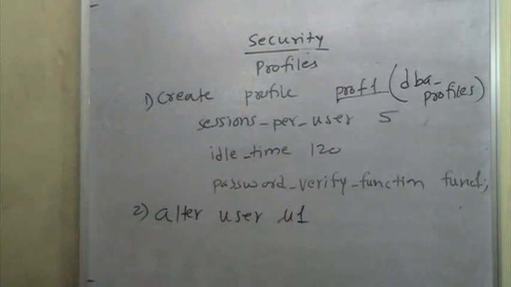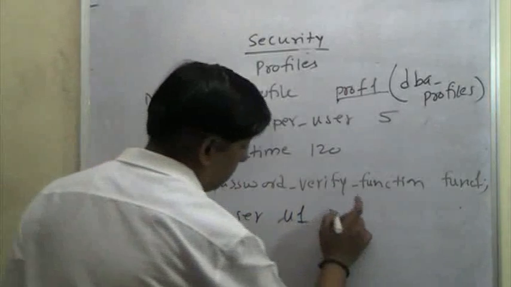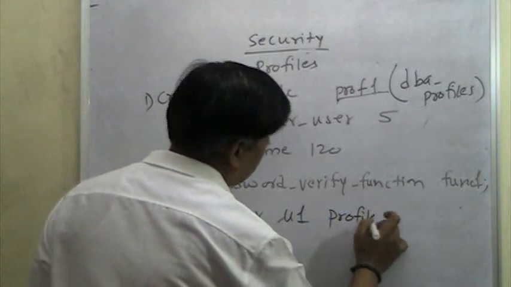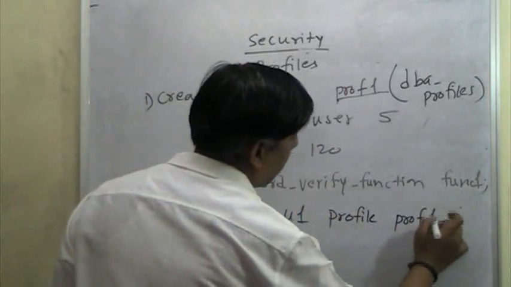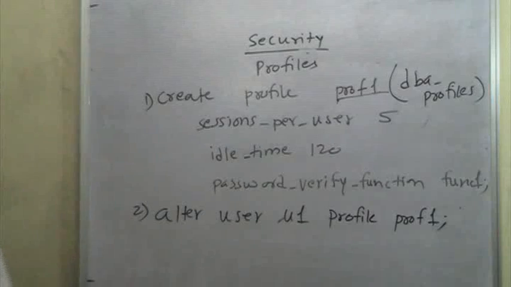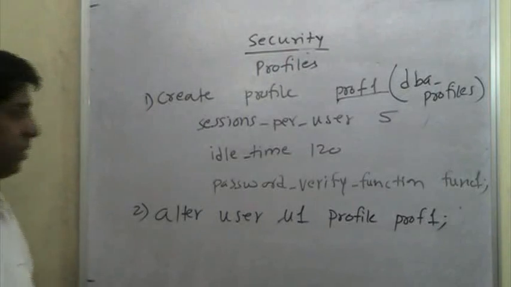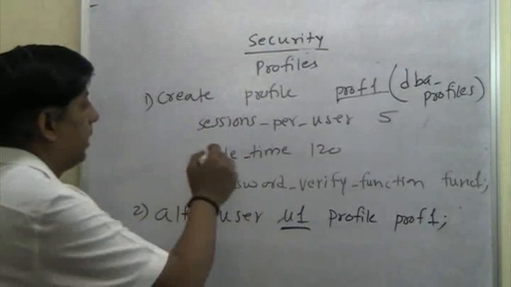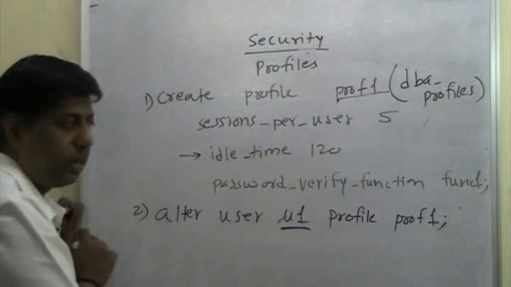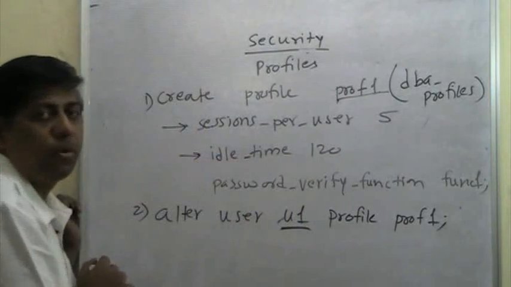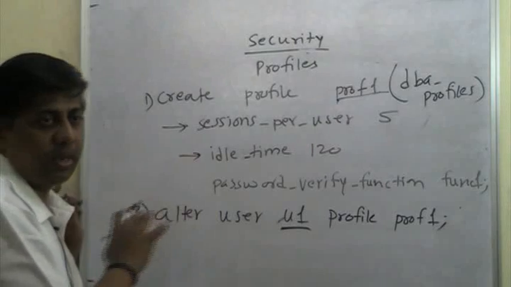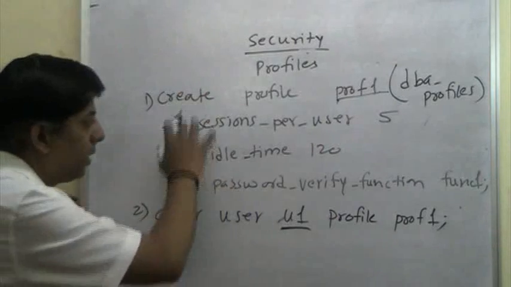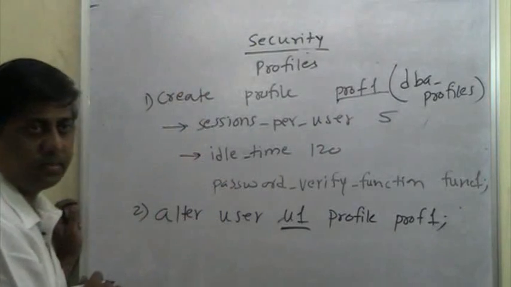Alter user u1 profile prof1. So once this is done, our job is done. From this point onward, anytime user u1 logs in, his idle time is set to 120. He will not be able to connect more than 5 times at the same time. All those things, and you can have as many attributes as you can.